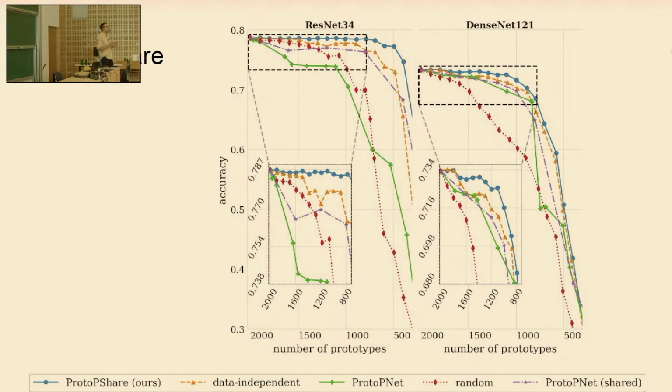So each class still has 10 prototypes, but they are shared between them. Okay? Is it understandable? Yeah? And we also tried different approaches, like what would happen if we merge a random pair of prototypes instead of using our metric that we introduced in the paper. And random does not work well either, right?